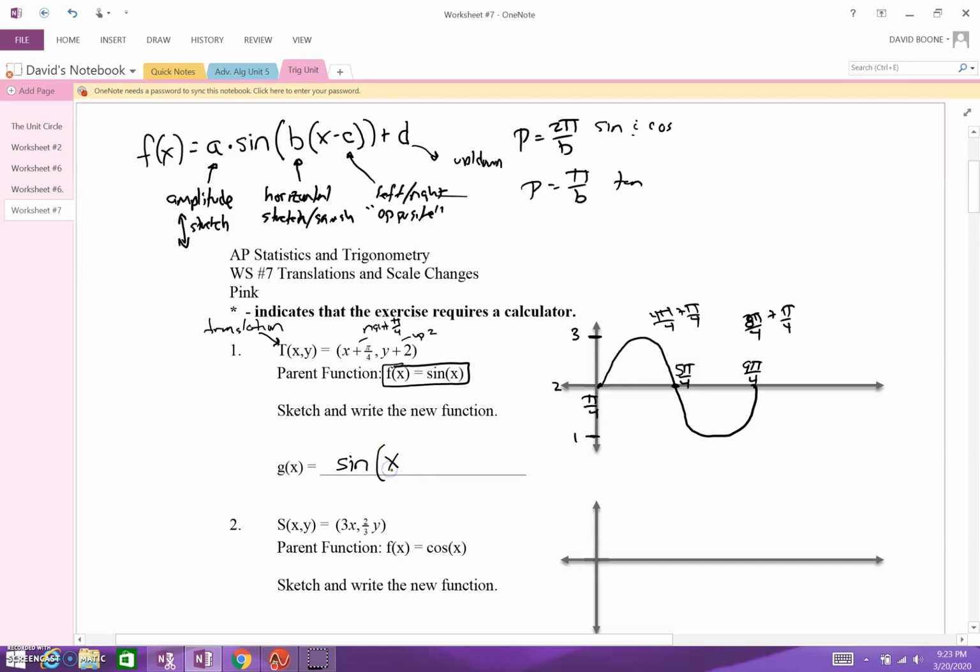So then we just need to look at, well, how are we then moving it right, left? Well, we moved to the right pi over 4, but now remember, inside these parentheses, we've got to think opposite. So I go minus pi over 4. And then I also then moved it up 2. So that's the d part there. So I just go plus 2. And there's my first problem done.